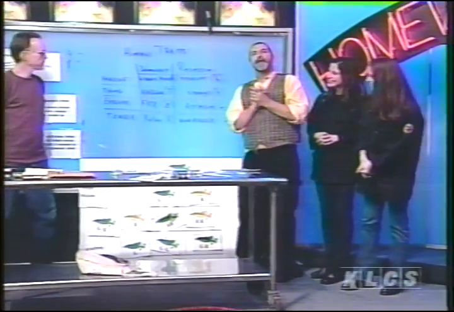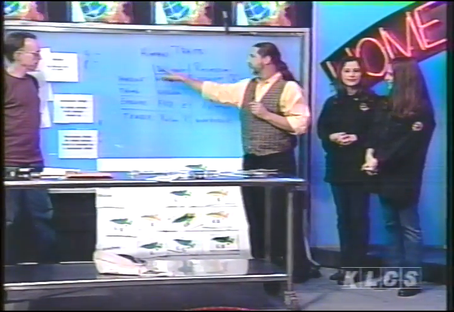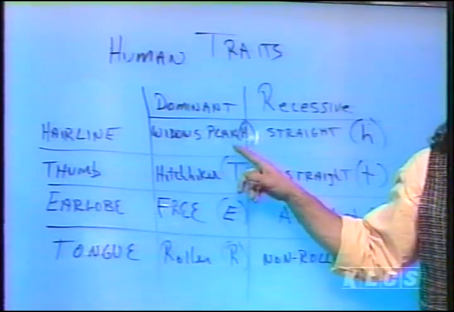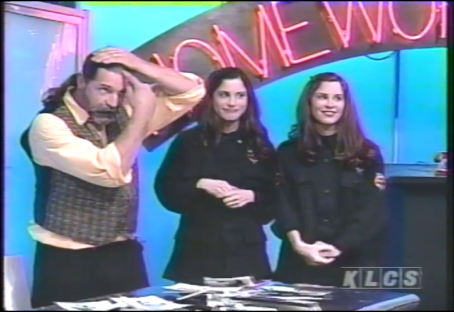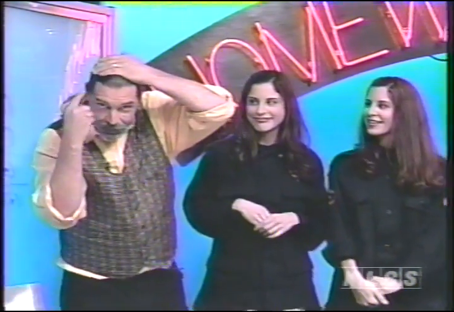So the first trait we're going to look at is called the hairline. The dominant trait is a widow's peak. And I happen to have a widow's peak. A widow's peak is when your hairline comes to a point in the middle. That's called a widow's peak, and that's a dominant trait.